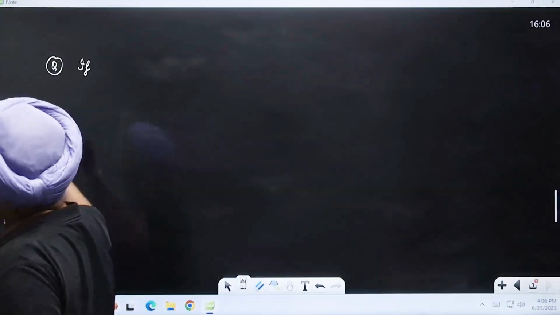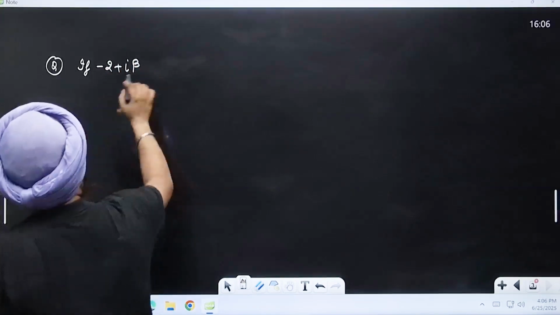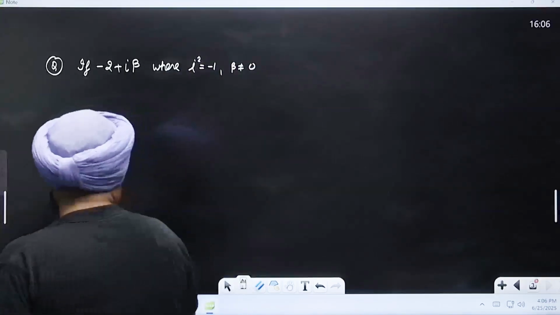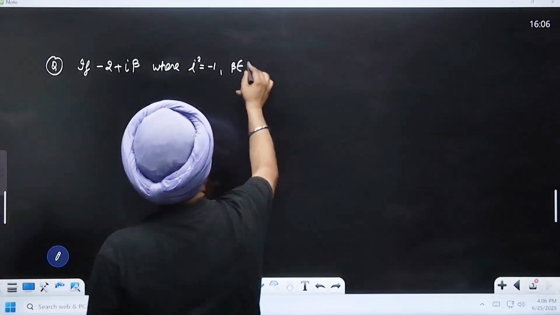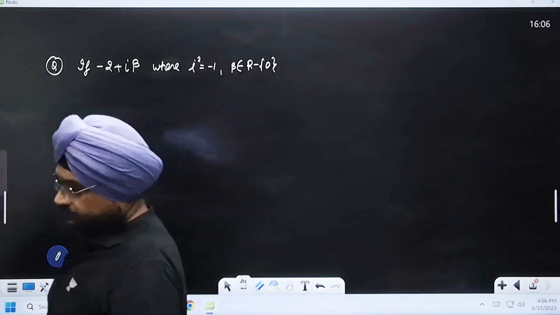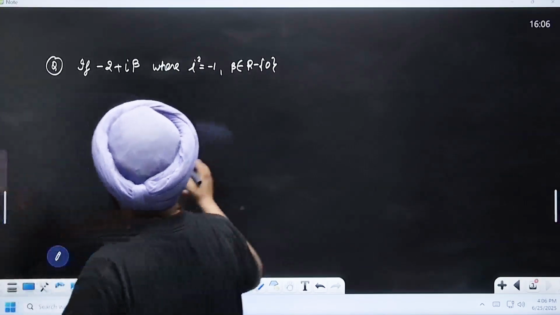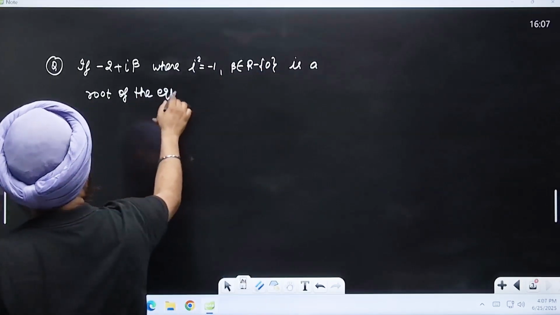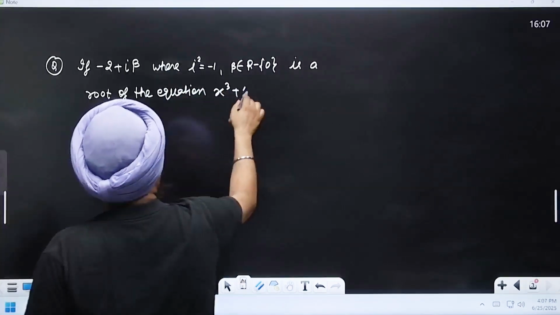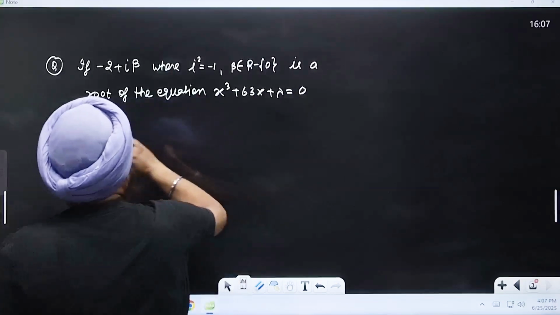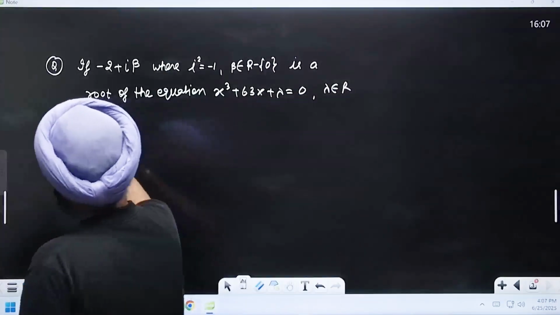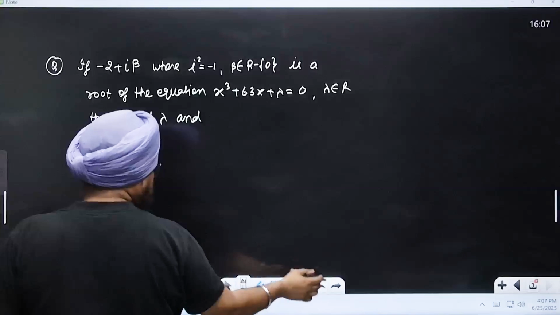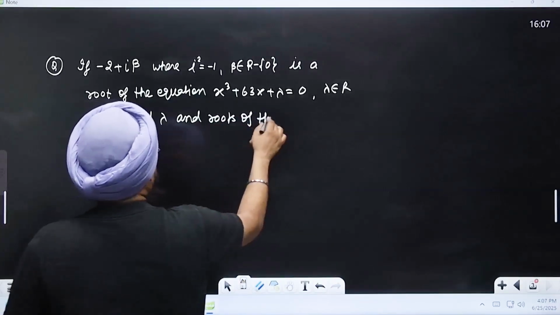If minus 2 plus iβ, where again i square is equal to minus 1, β not equal to 0, β is a real number which is non-zero, is a root of the equation x cube plus 63x plus λ equal to 0, where λ is also a given real number, then find λ and the roots of this equation.